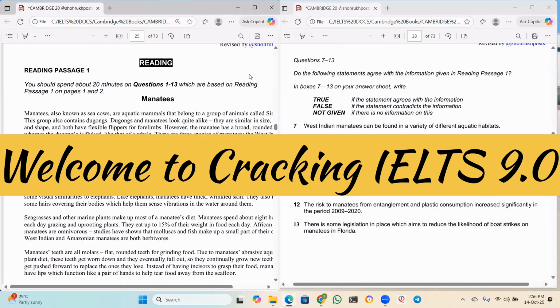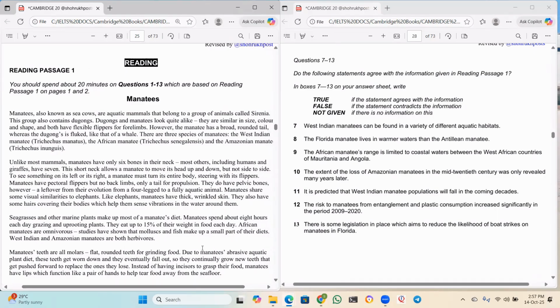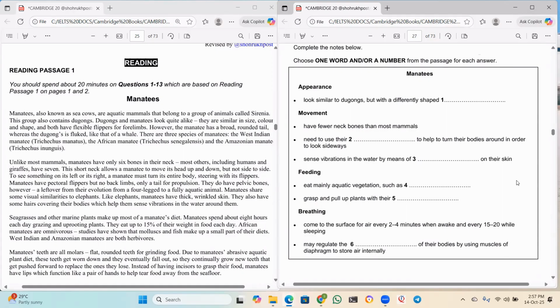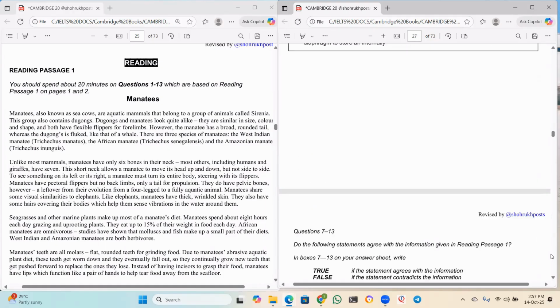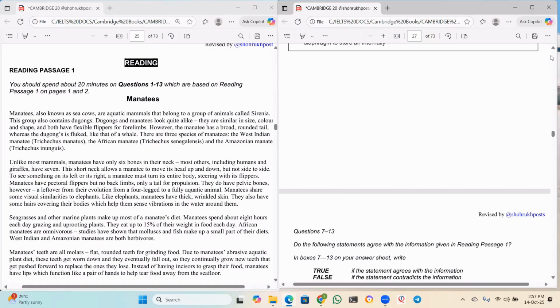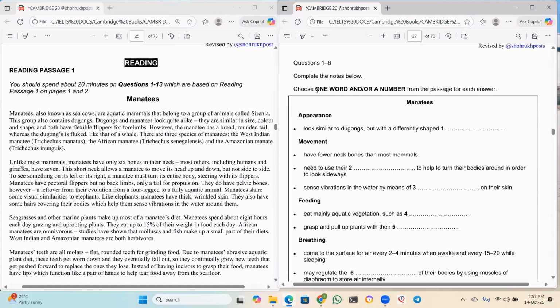So today I am back with a new passage. As you can see, the passage says Manatees. This is Cambridge 20 Test 2 Passage 1. On your right hand side, we have questions. The first type of question is fill in the blanks, and later we have true, false, not given. So there are two types of questions here. For the first type, we have to use one word and/or a number.